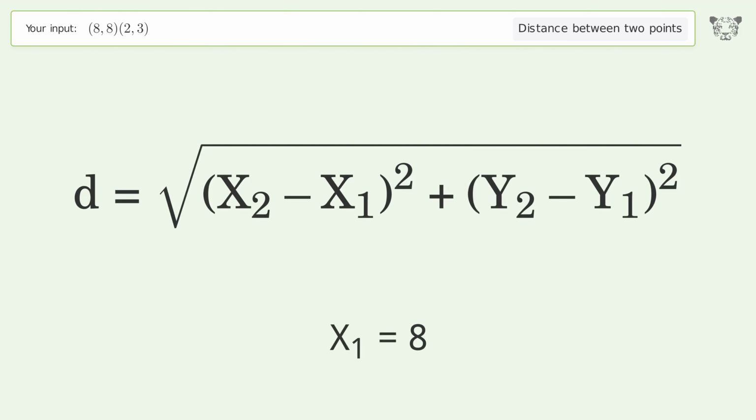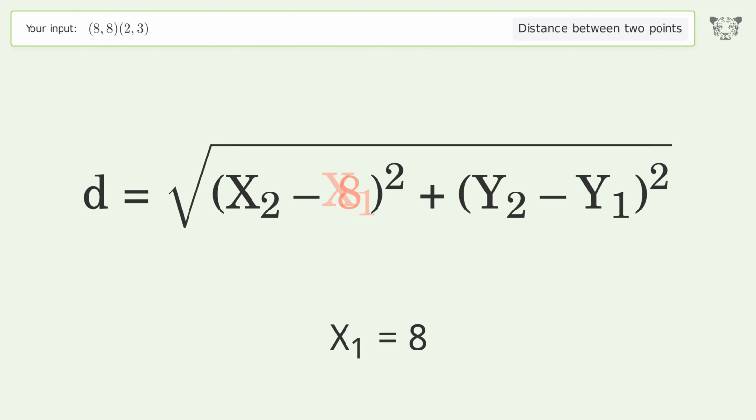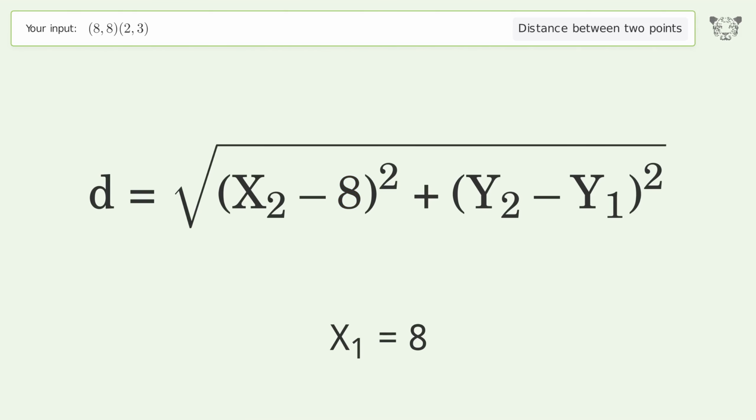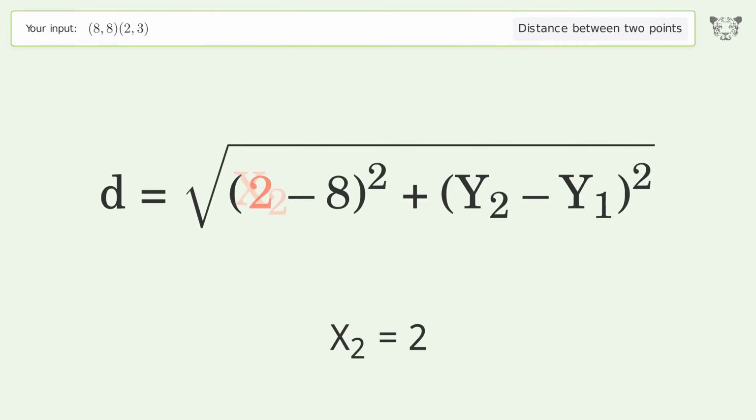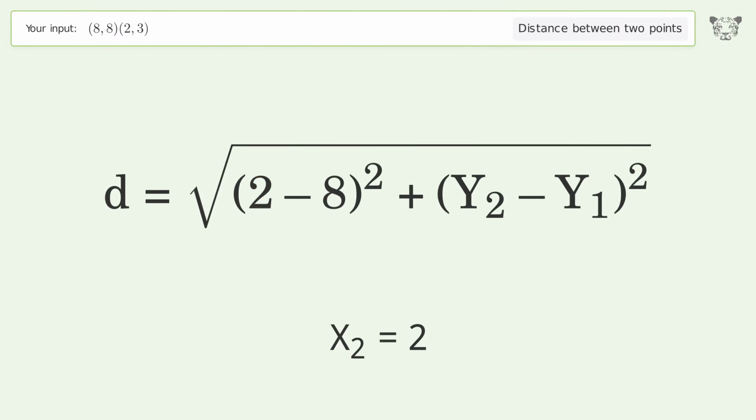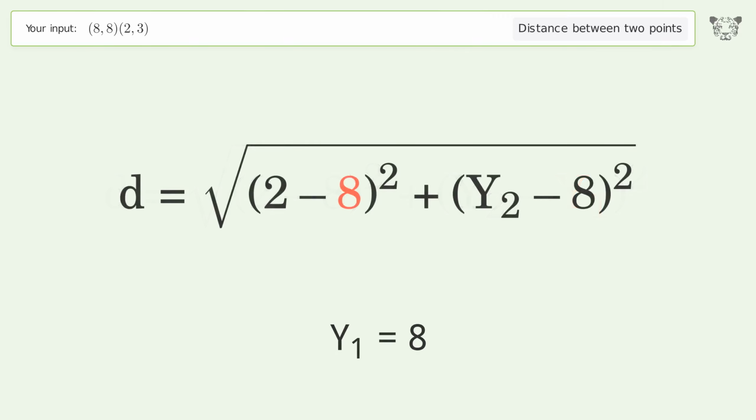x1 equals 8. x2 equals 2. y1 equals 8. y2 equals 3.